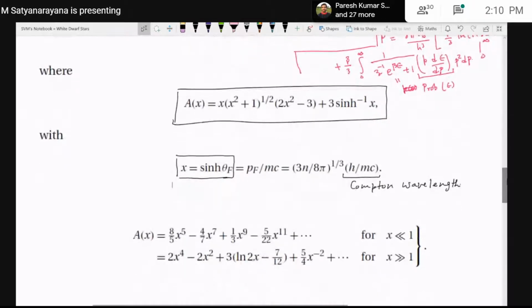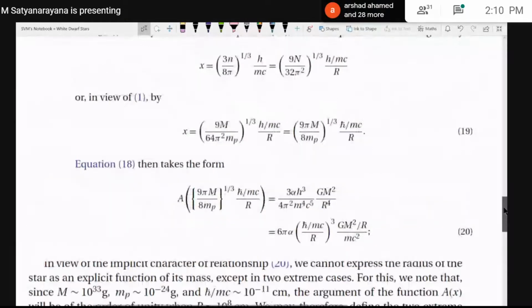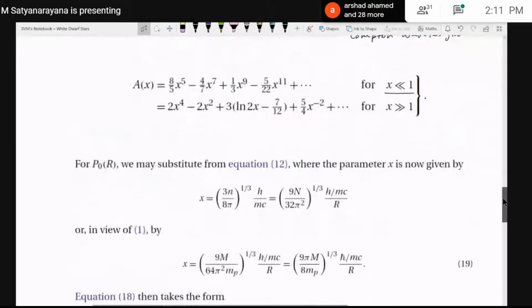Now this function has this kind of a behavior. If you carefully look at this function, for x much, much less than 1, then you have this kind of behavior. And if x is much, much greater than 1, then it has this kind of behavior. So that is the solution for the pressure in terms of this behavior. We can ask a question: how do we make use of this?